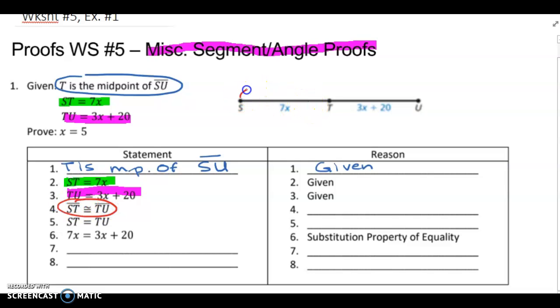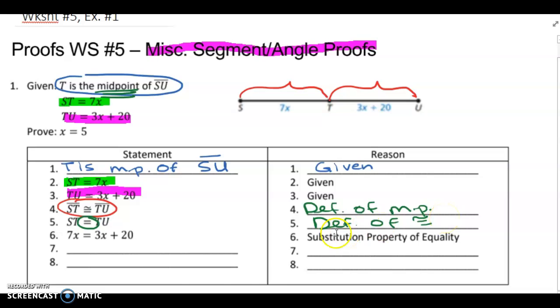So guys, how do we know that ST is the same length as TU? This word right here tells us that, right? That's what a midpoint is. If you go in your sheets, it'll tell you a midpoint cuts it into two congruent parts. So this would just be definition of midpoint. Now if they're congruent, that means they're equal, and hopefully by now you know that's just definition of congruent.